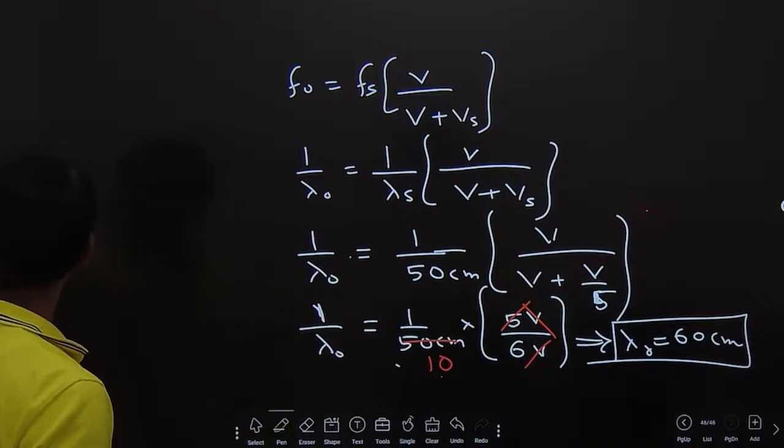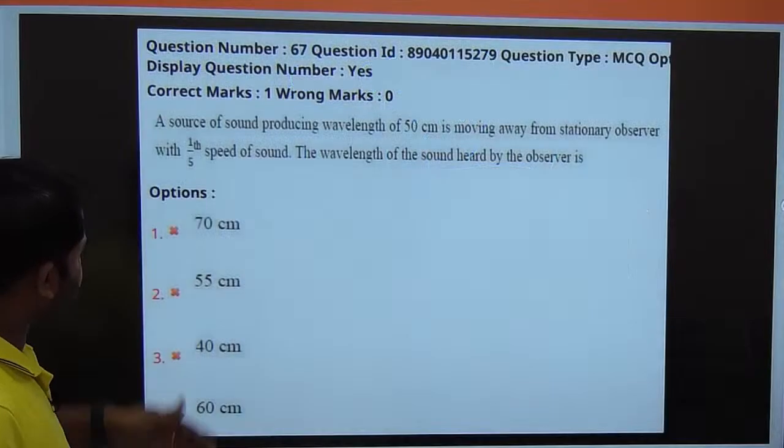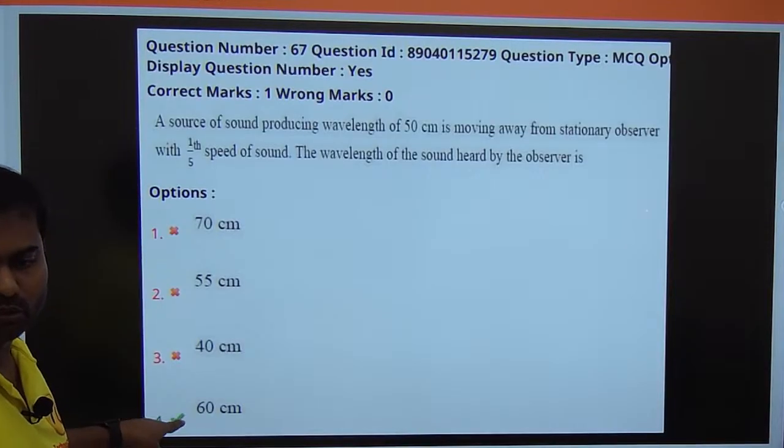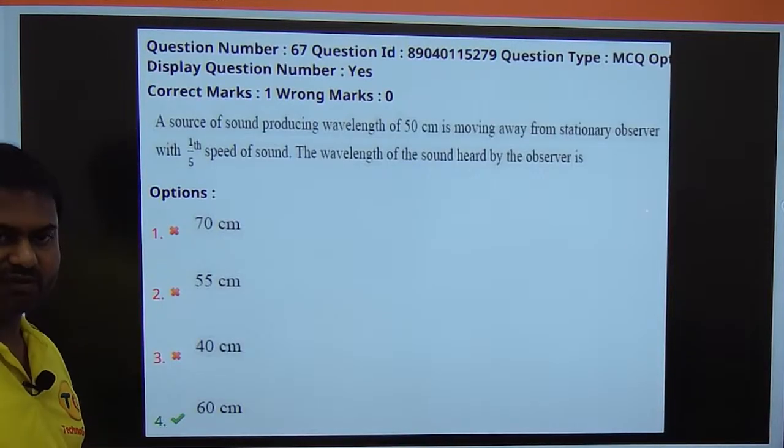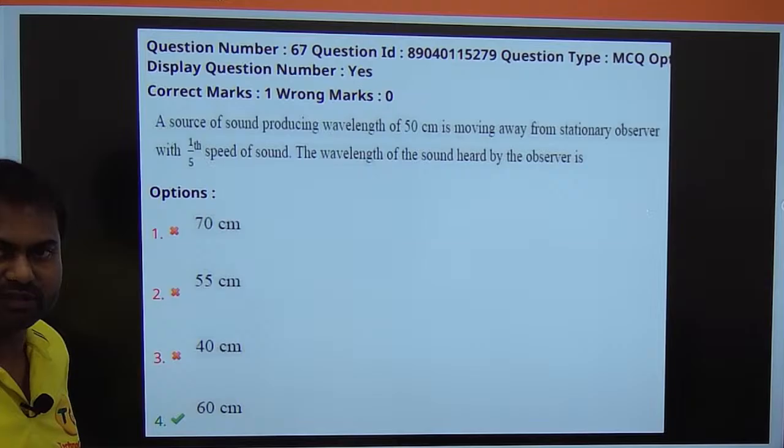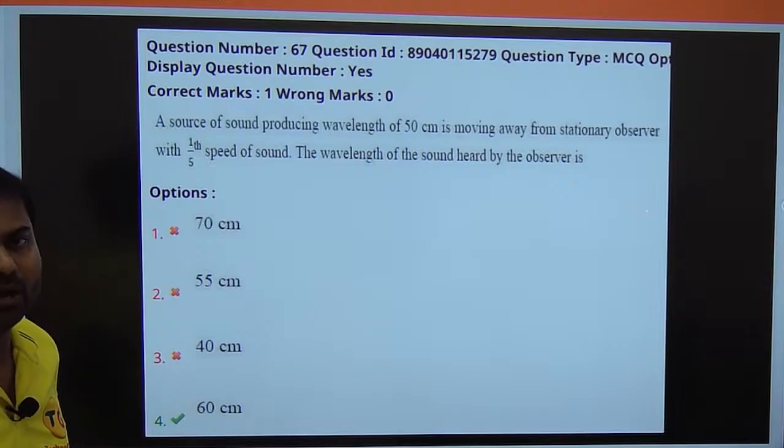So let me see if it is matching with any of the options. Yes, it is matching. It is like this. So if you know the relationship between frequency and wavelength, then only we'll be able to deal with this. So this question is a little one step ahead of the Doppler effect.